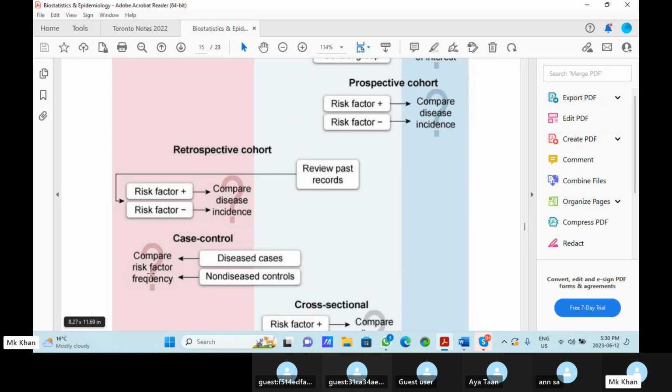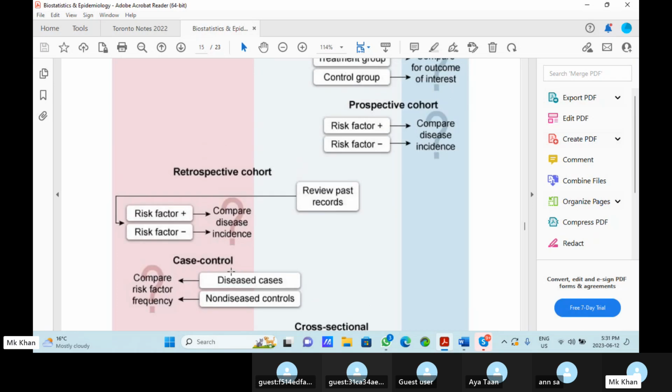And then we are going backward and we are comparing the risk factor frequency, like the disease patients have the risk factor or the non-disease patient doesn't have the risk factor. For example, a patient with skin cancer and a patient without skin cancer. So we go back and check whether there was sun exposure or any other risk factor present or not. So this one is the case control study.